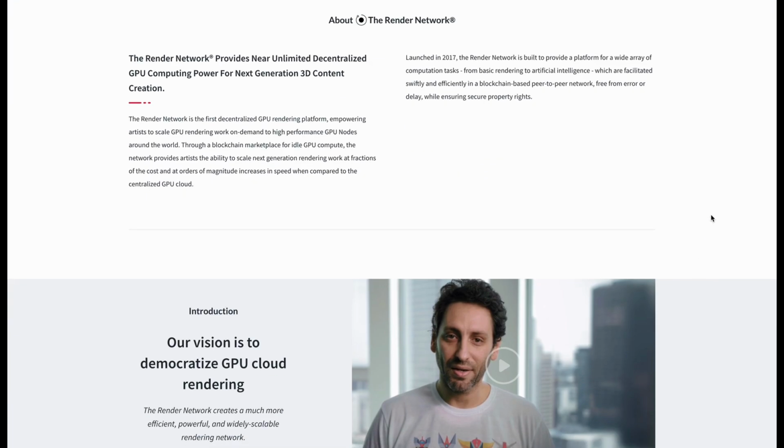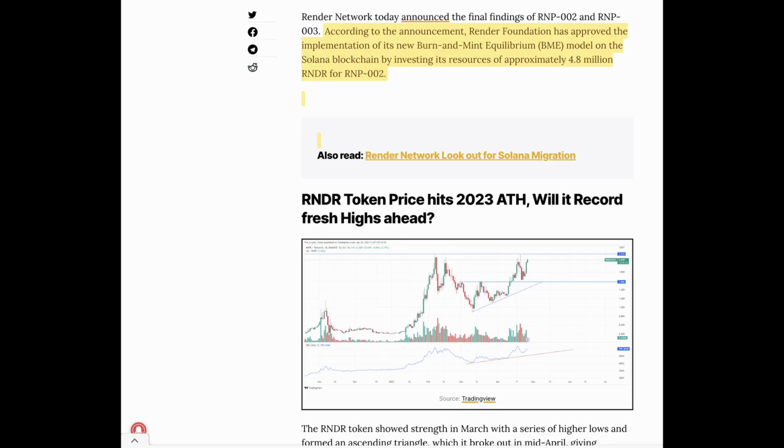Quality and trust. The network uses blockchain technology to ensure the quality and authenticity of rendered content while preventing fraud and unauthorized modifications. What is the BME update for the Render token? Before I go over the BME Render token update, I want to let you guys know what BME means. The burn and mint equilibrium.